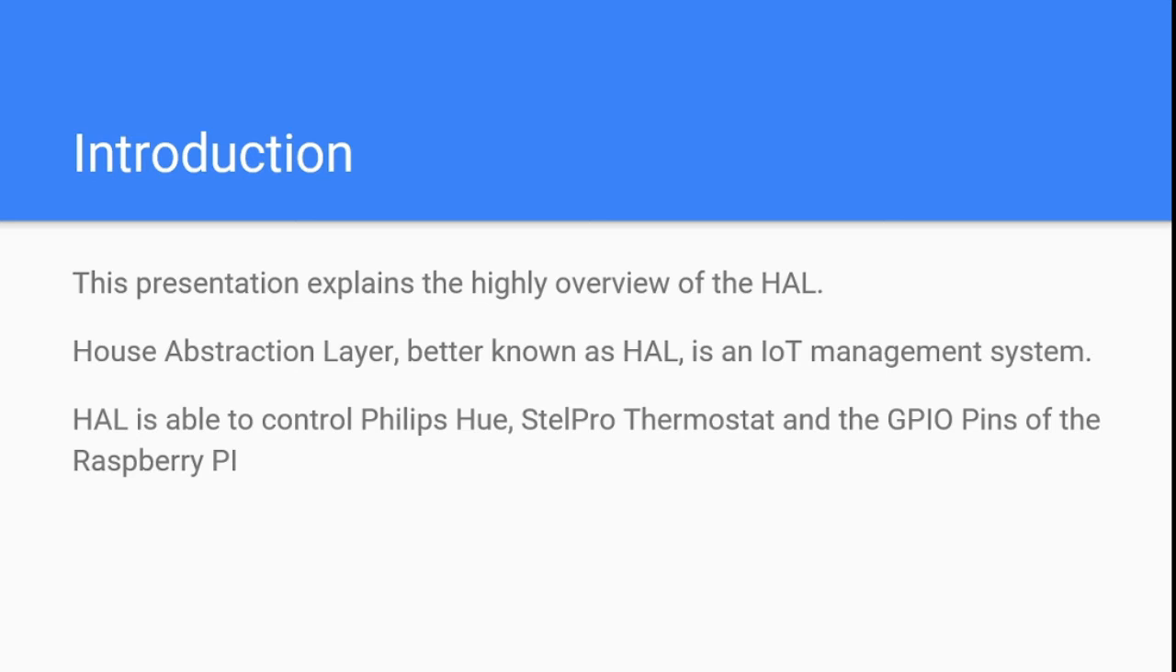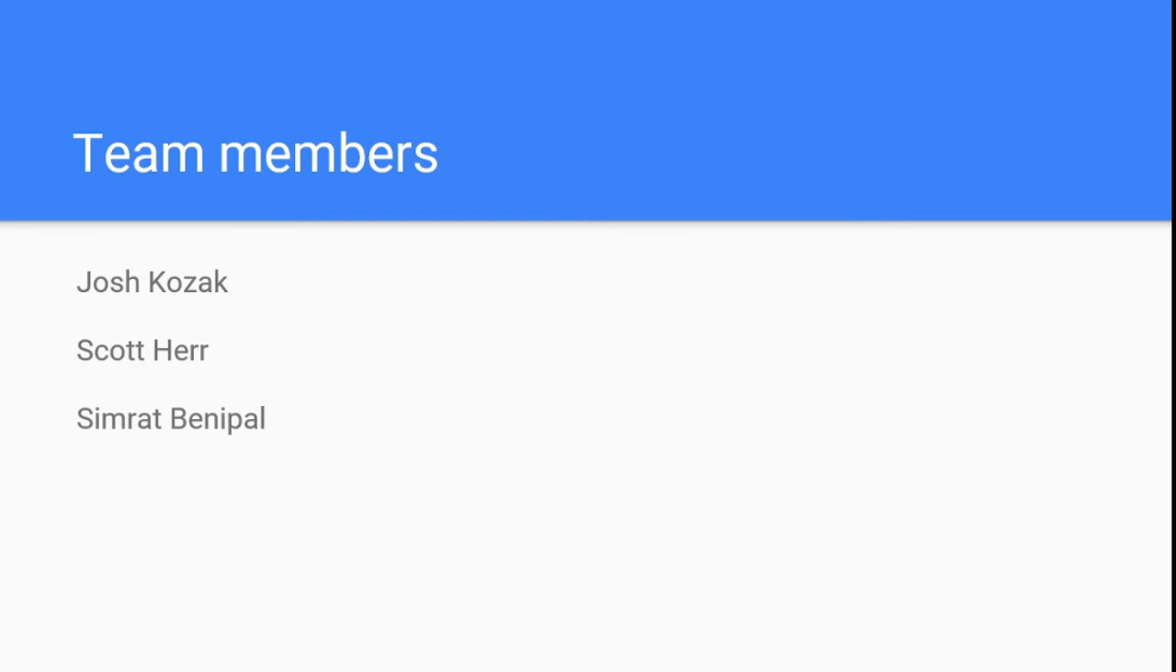The presentation is just going to go over a high-level overview of what House Abstraction Layer is as a project for an IoT management system, the fact that we're able to control a Philips Hue, a Stelpro thermostat, as well as some GPIO pins on the Raspberry Pi for future expansion of the management platform. The team members as it stands are myself, Josh, Scott, as well as Simrat.